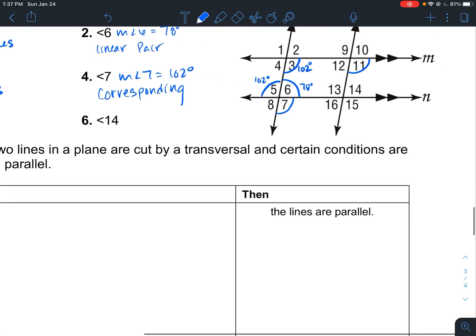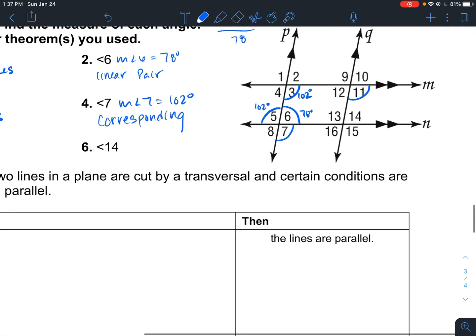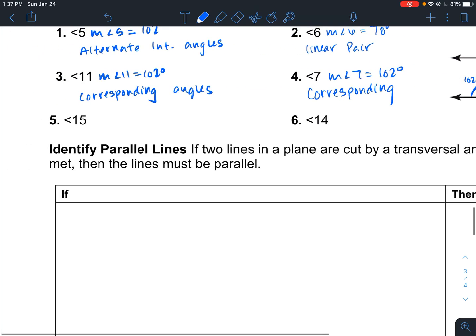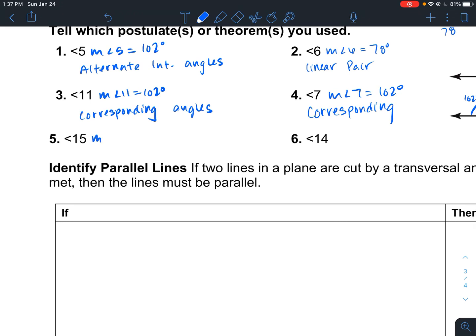Measure of angle 15. This was 102, this was 102. Well, it corresponds with 7 and 11, which we already found. So measure of angle 15 is equal to 102. That's a corresponding angle.